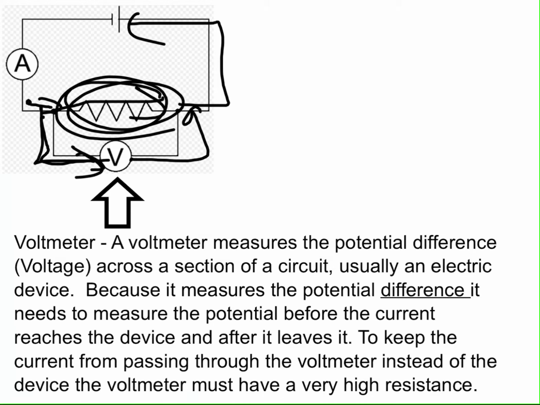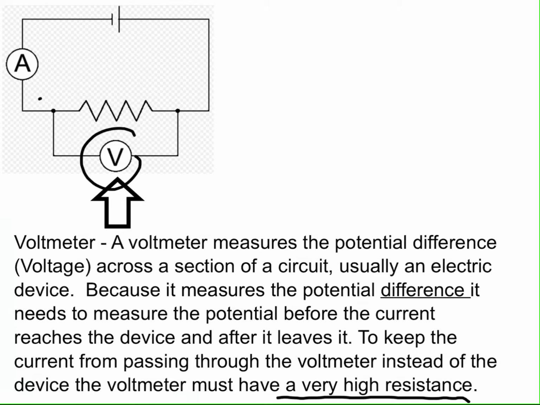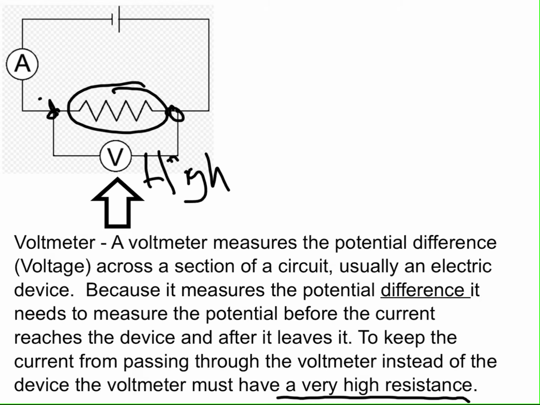So, how are we going to go about doing that? Well, we have to make the voltmeter have a tremendous amount of resistance. So, this guy, as it says down here, has very, very high resistance. So, again, long story short, what do you need to know about this? You need to know that a voltmeter is hooked up on either side of the device we're checking the voltage of, or the voltage drop on, and we have to know that it has very high resistance.